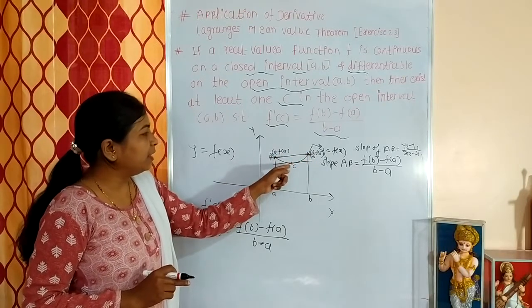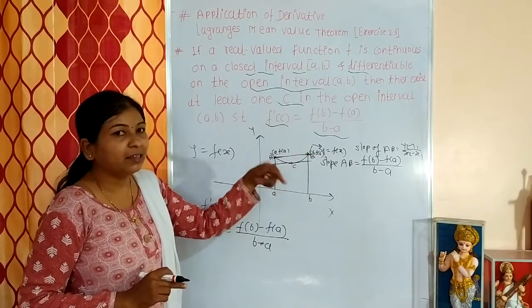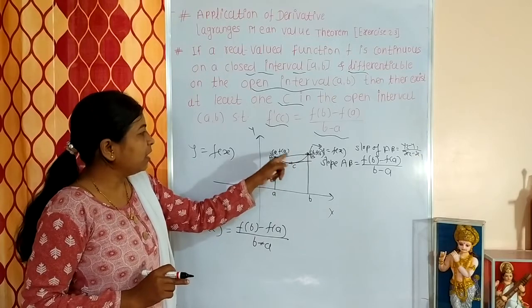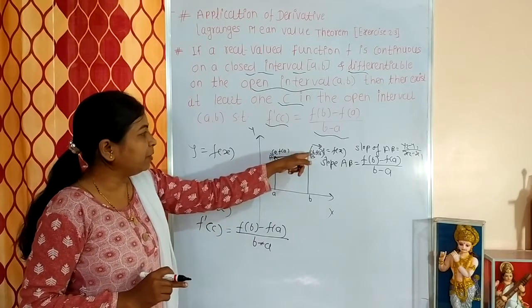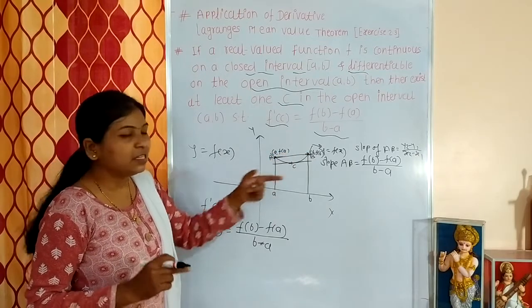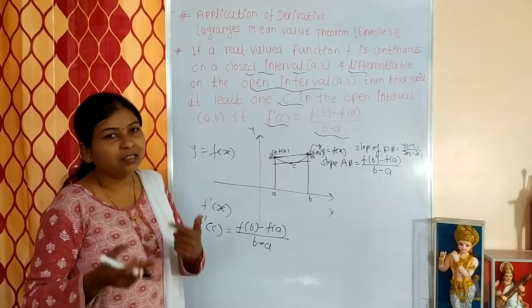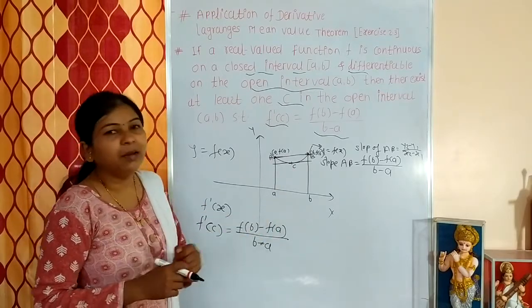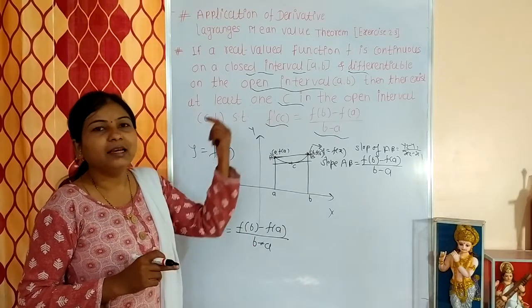this curve. The derivative of the curve at a point gives the slope of the tangent. So this slope, f dash of c, and the slope of this chord AB, this line and this line are parallel. When two lines are parallel, their slopes are equal. Then we get f dash of c is equal to f of b minus f of a divided by b minus a. Then let us see an example.